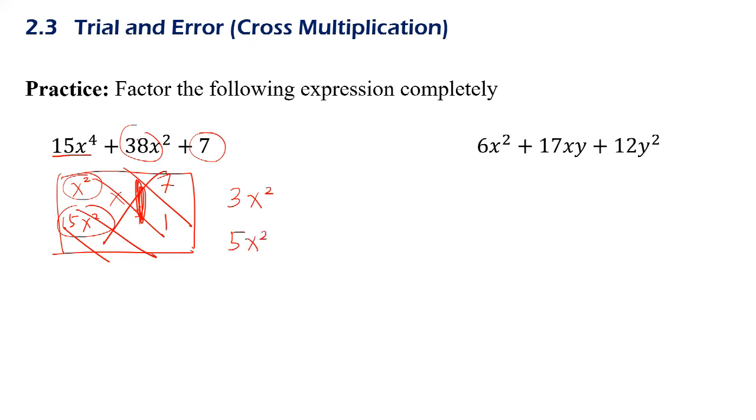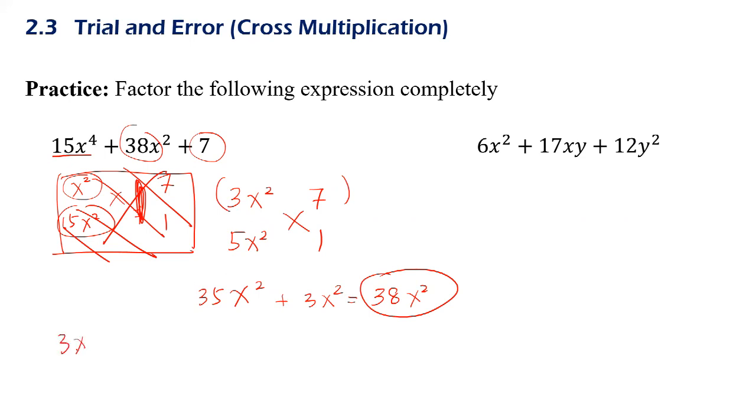So this time, in order to get 38 by cross multiplication, we need to put a 7 here, right? And 1 here. This way, you can see that 5x squared by 7 is 35x squared, and then plus 3x squared. This is the term right in the middle, which is 38x squared, right? So the first term is 3x squared plus 7, and the next term is 5x squared plus 1, right? Okay, so we have done the first one.